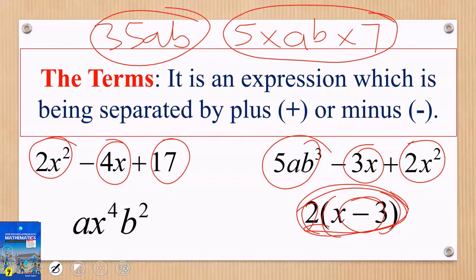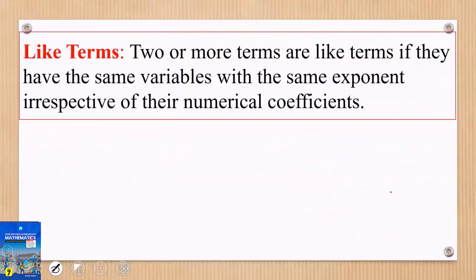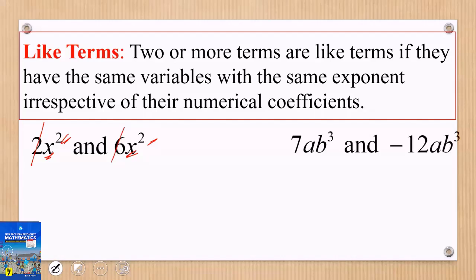It won't be separated. Okay, then when we talk of terms, we can also talk about like terms and unlike terms. Two or more terms are like if they have the same variable with the same exponent, irrespective of their numerical value. For example, 2x squared and 6x squared are like terms. They are like because they have the same variable x and the same exponent. We don't care about the coefficient. So far as the variable and the exponent are the same, they make up like terms.